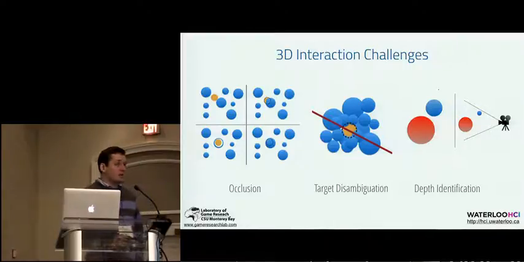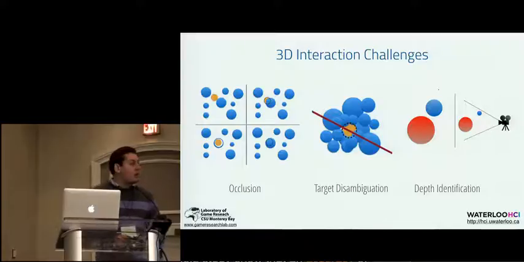Another issue is target disambiguation, which happens in dense environments. So let's say we have objects which are close to each other, and we use a traditional technique such as ray casting. When we cast a ray from an input device, this ray might cut through more than one object, and then there has to exist a mechanism of disambiguation between which object we're actually interested in selecting.